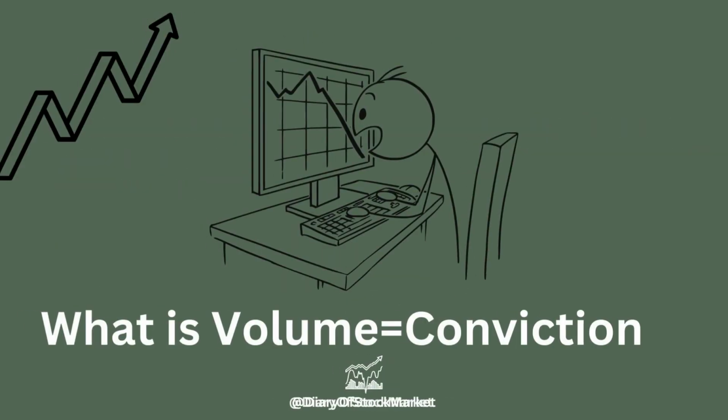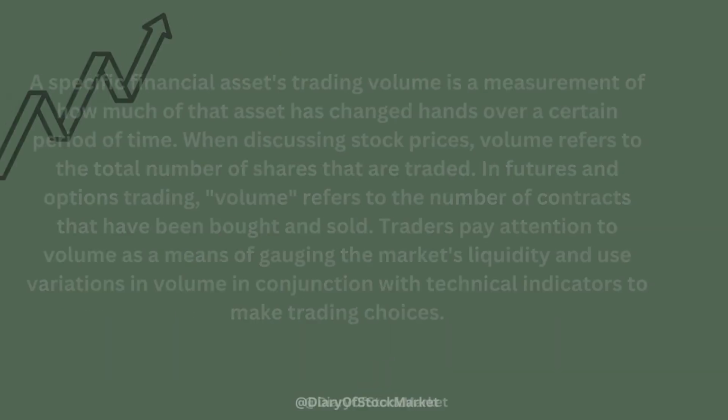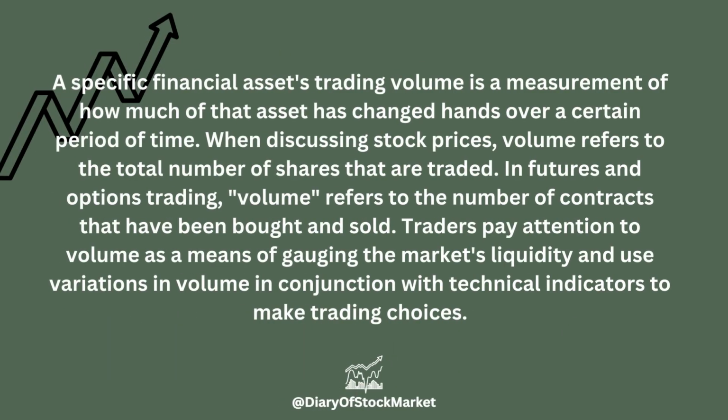What is volume and conviction? A specific financial asset's trading volume is a measurement of how much of that asset has changed hands over a certain period of time. When discussing stock prices, volume refers to the total number of shares that are traded. In futures and options trading, volume refers to the number of contracts that have been bought and sold.